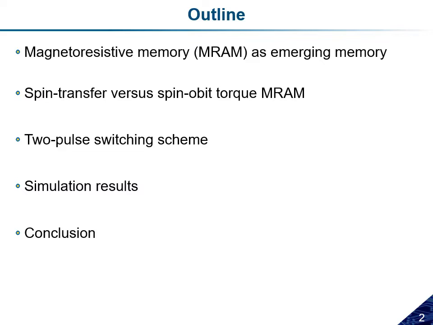The outline of my talk: I will start with a brief introduction about the magnetoresistive RAM. Then I will describe the spin transfer and the spin-orbit torque. Then I'll move to the switching by spin-orbit torque, and we'll discuss the two-pulse switching scheme which we have proposed, and it's the topic of this work. Then I will present some simulation results, and finally conclude my talk.